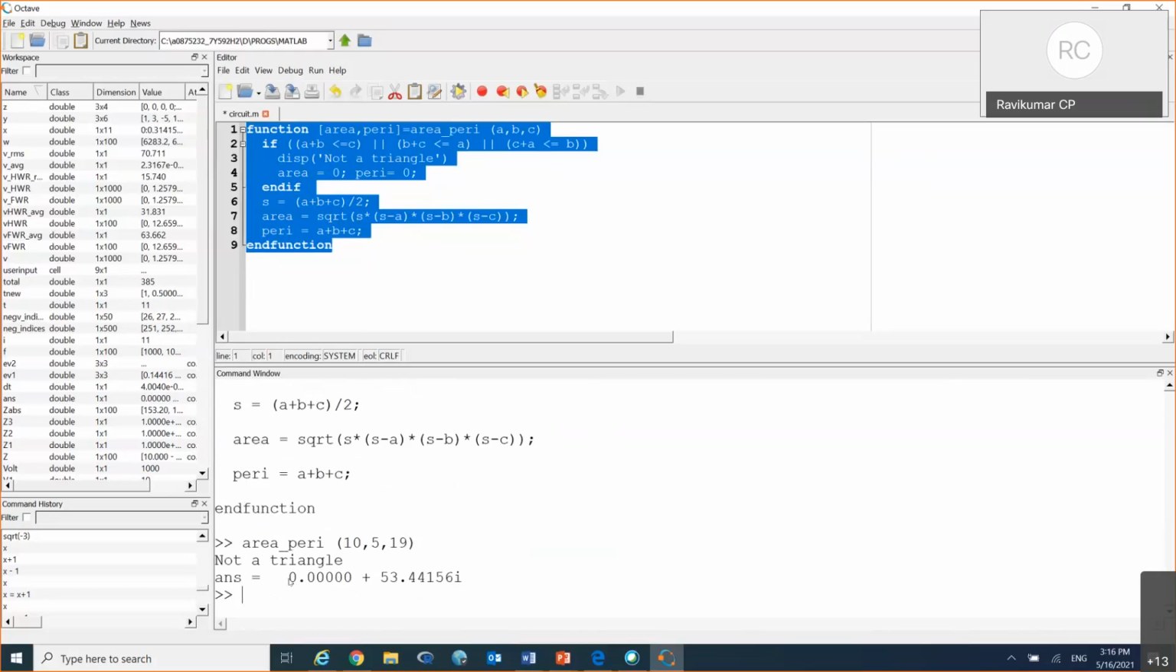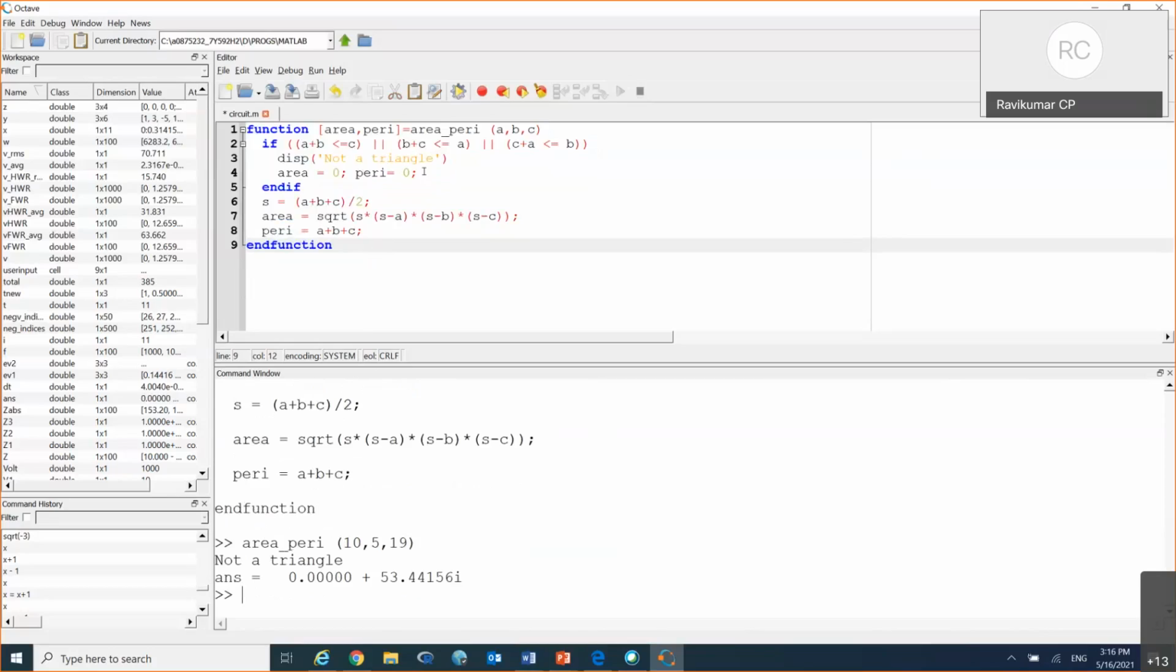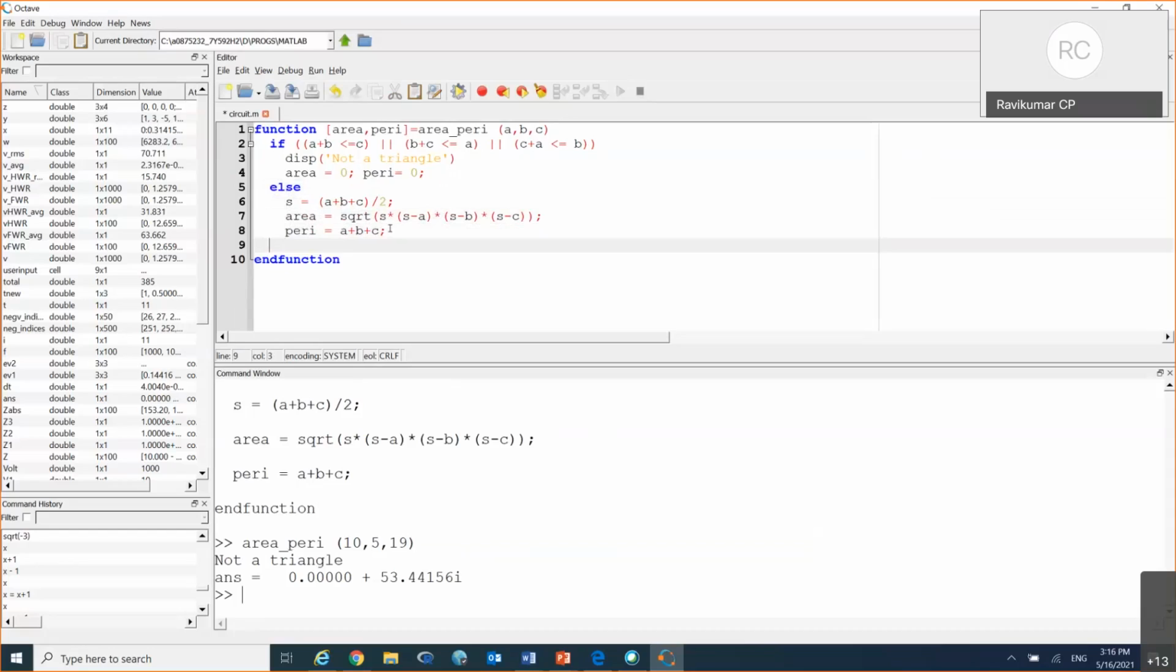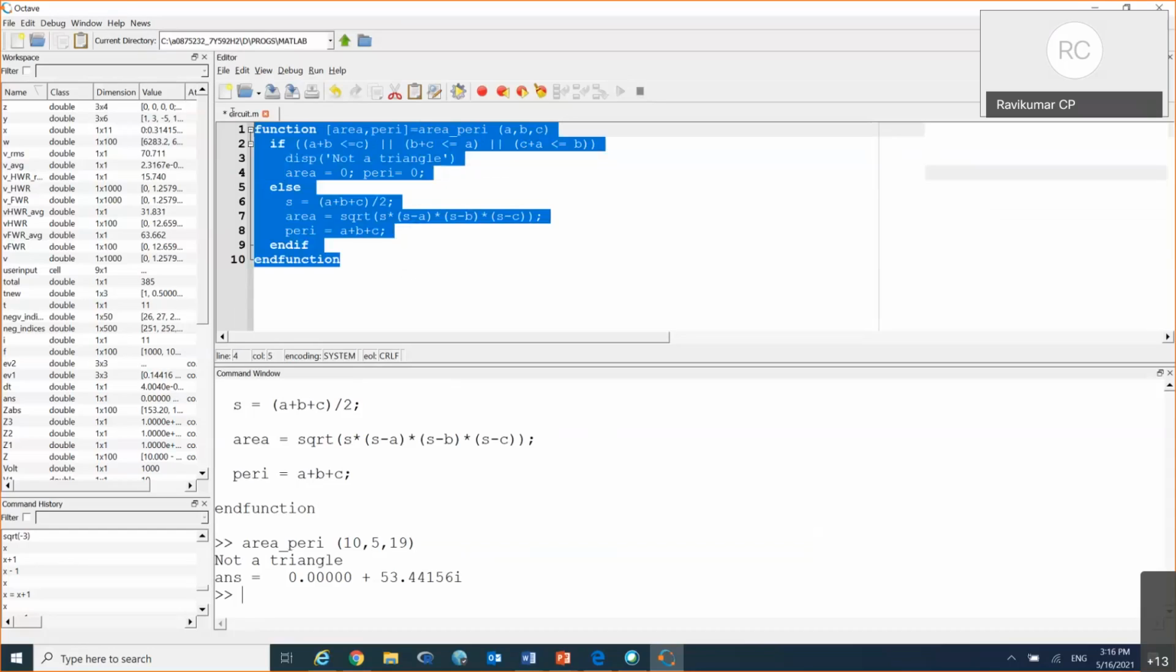Why is it giving this? After saying this, it should see here. It should not be end if. It should be else here, only if it is not a triangle. If it is a true triangle, it should come and do all this. Otherwise, it is coming here and trying to do it even here. So my apologies. There was a bug in this program.